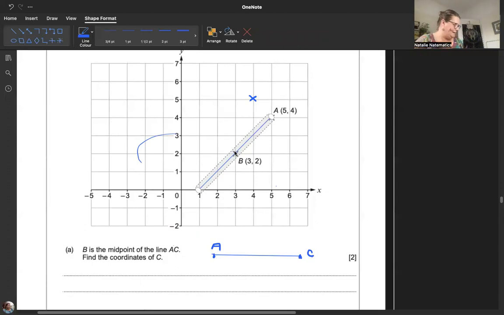When you're doing this in an exam, get your pencil and a ruler and just try something out. You think, well, it's got to carry on down there, so I need it to be as long as the first bit.